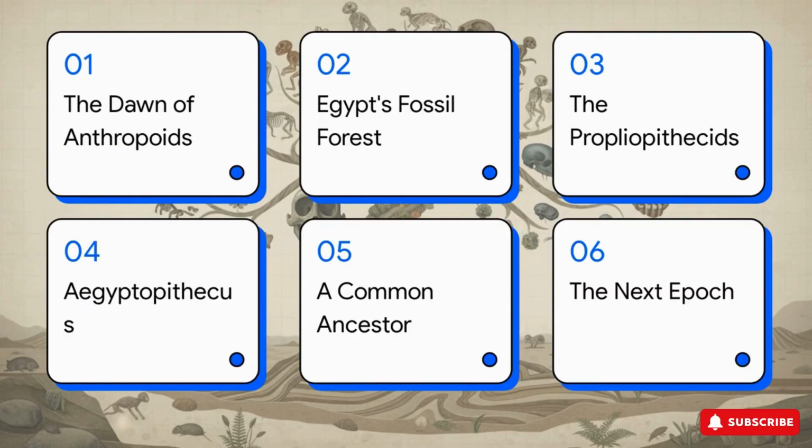All right, here's how we're going to break this down. First, we'll look at the dawn of the anthropoids. Then, we'll journey to an ancient fossil forest in Egypt that has given us so many clues. We'll meet a key primate family, the Propleopithecids, and their most famous member, Aegyptopithecus. We'll see how this creature emerges as a common ancestor, leading to a huge split. And finally, we'll look ahead to what comes next, the Age of Apes.